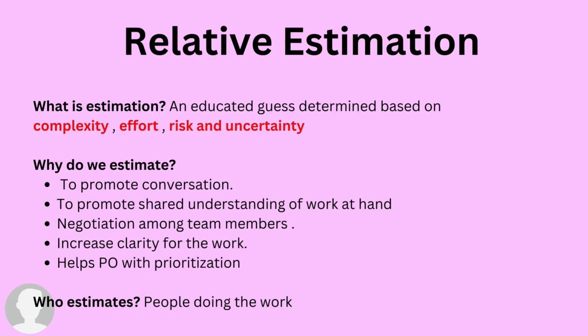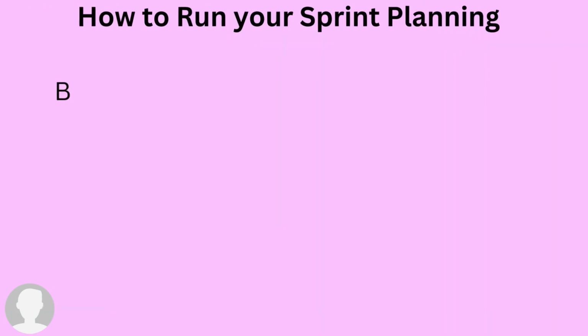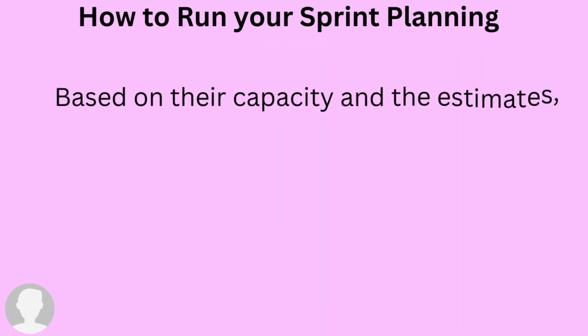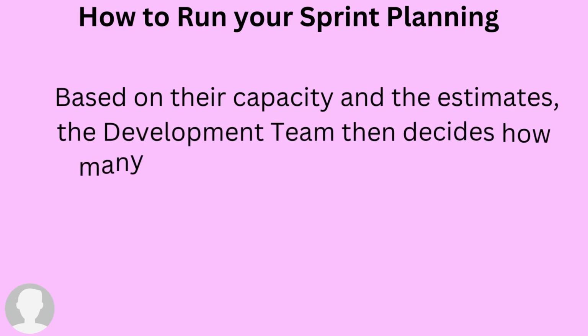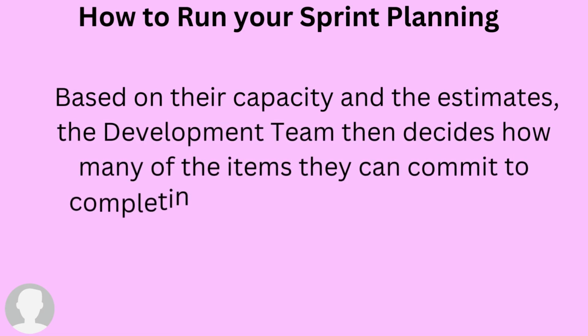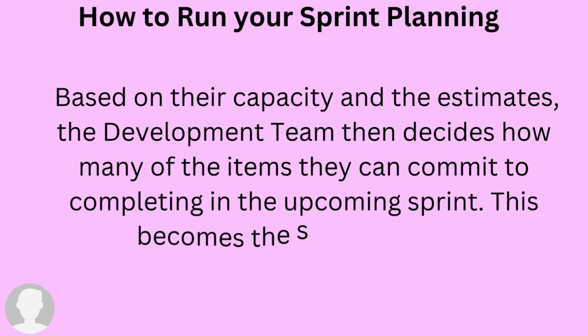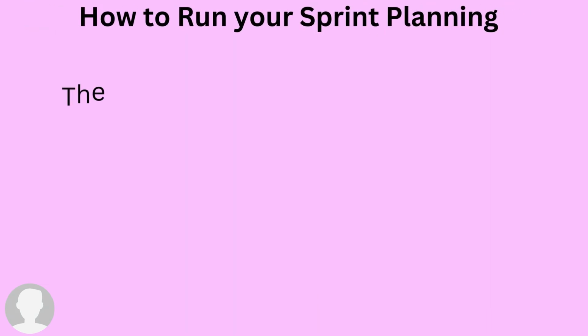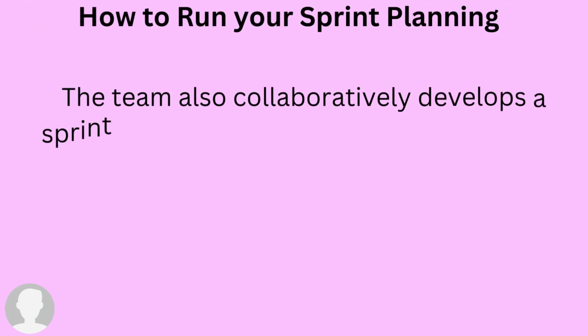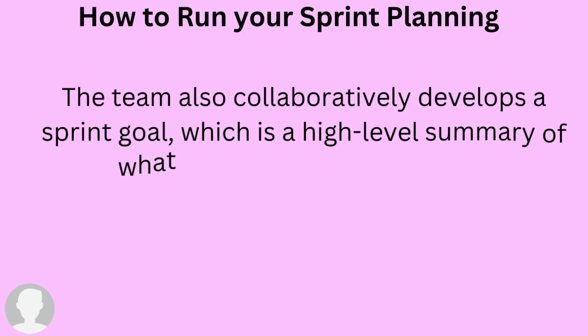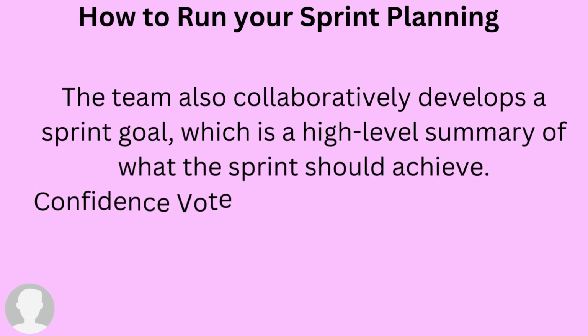So it might take one day, it might take 2 days. It depends. But having this reference story helps the developers estimate better. Now, based on the team's capacity and the estimates, the development team then decides how many of the items they can commit to completing in the upcoming sprint. This becomes the sprint backlog. The team also collaboratively develops a sprint goal, which is a high level summary of what the sprint should achieve.